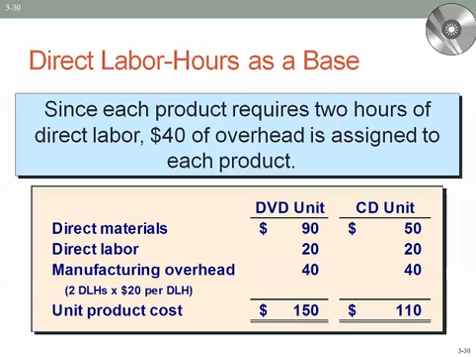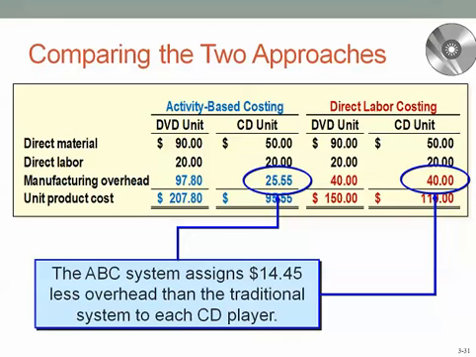per unit. If we compare our per unit costs under our activity-based costing with our direct labor costing for the CD units, we can see under activity-based costing we would assign $25 in overhead, while under a single plant-wide rate we would assign $40 in overhead. So our plant-wide rate assigns $15 more in overhead to the CD player.